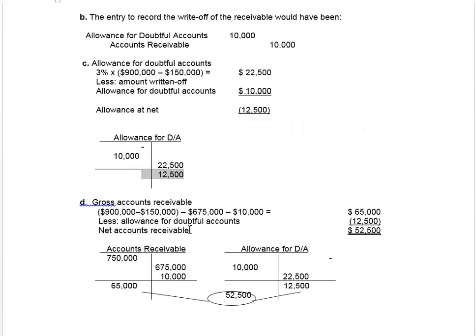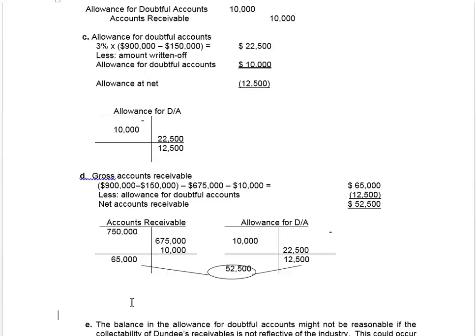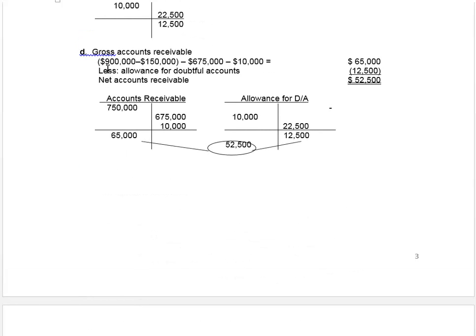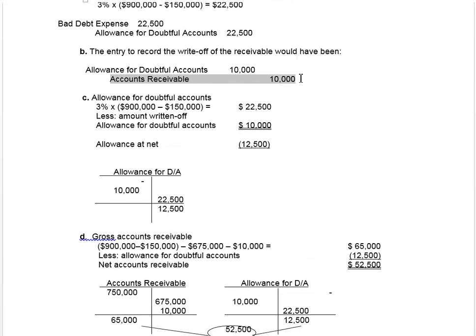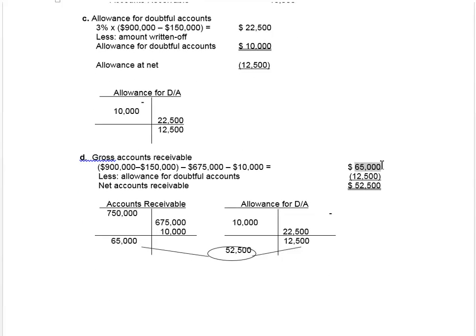All right? So what's the gross amount of the receivable that's left? Well, in our question, this is in part D now that we're doing. In our question, we know that we had $900,000 in sales during the year, of which $150,000 were cash. So of the $750,000 in credit sales, we know we collected $675,000 throughout the year. So don't forget, we had this $10,000 write-off as well. You remember this entry from back here, and that reduced your receivable. So that means we have $65,000 left in the account receivable at gross.